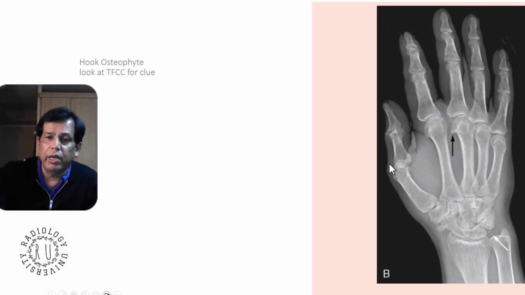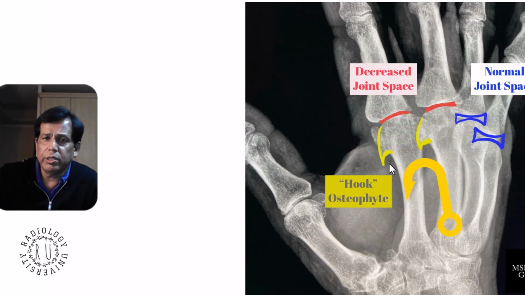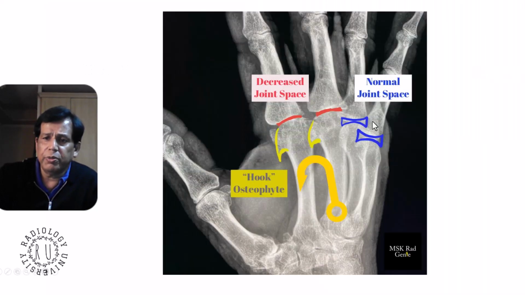And this is where in normal practice you look for serum iron level. If you find this, ask for serum iron level, whether there is hemochromatosis present. A descriptive diagram: normal joint space. You can get decreased joint space, normal joint space here, this is decreased. You can get osteophyte and look for TFCC. So this is a clue.